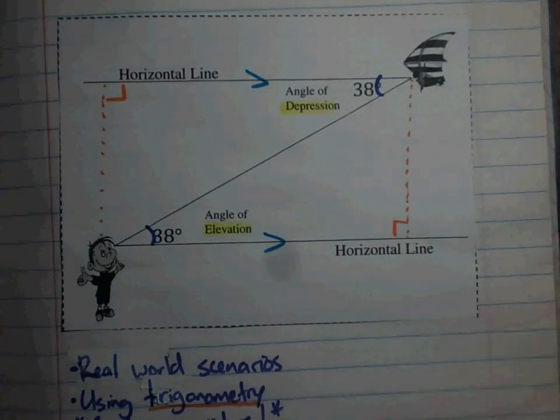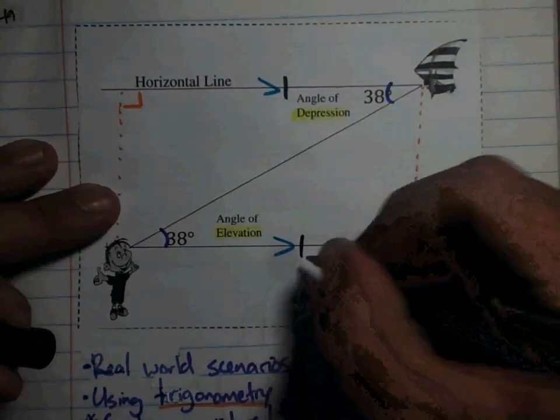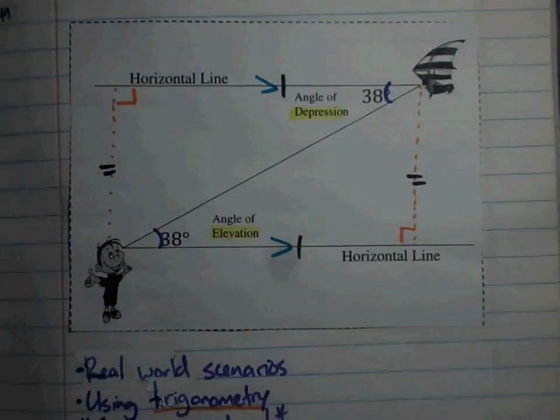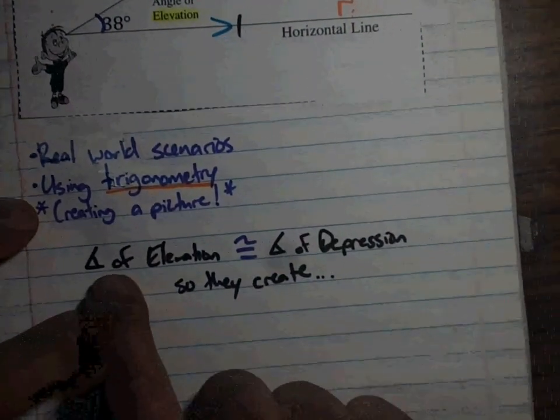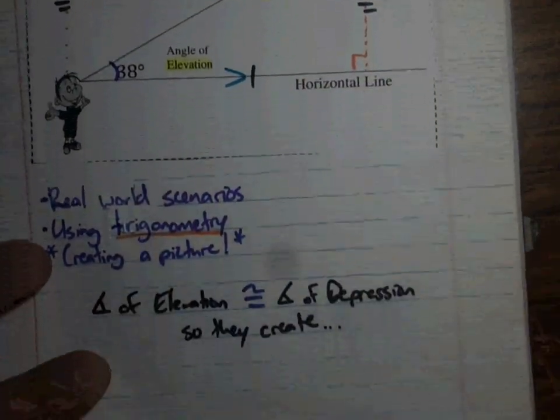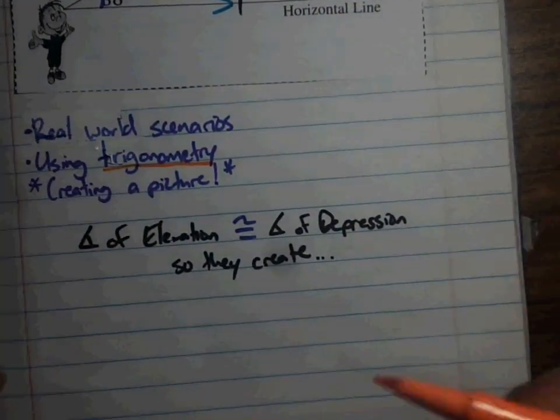All the things that are happening, not only this, but they're also congruent. Those are congruent. These two sides are congruent. Obviously, the hypotenuse is also congruent to itself. You see all that's going on? So when you create an angle of elevation and angle of depression, you actually create congruent right triangles.